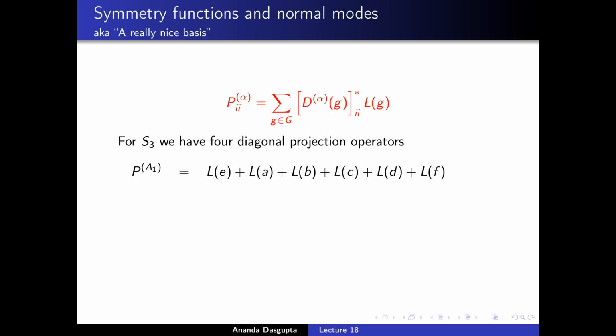PA2 is similarly pretty easy to figure out. A2, remember, is a one-dimensional representation where the rotations are all represented by the number 1 and the reflections are represented by -1. And so PA2 simply turns out to be LE minus LA minus LB minus LC plus LD plus LF. P curly E, there are 2 of them, P curly E11 and P curly E22.